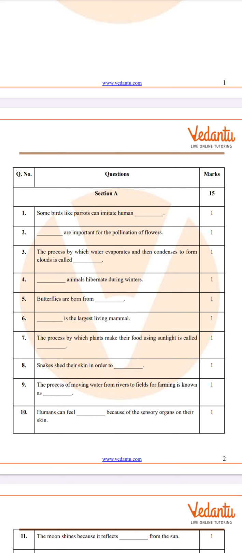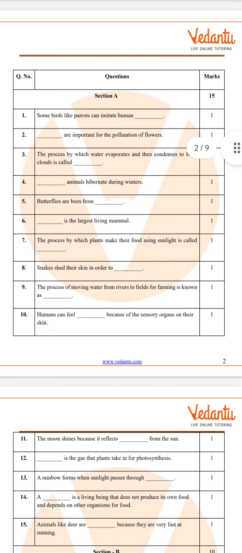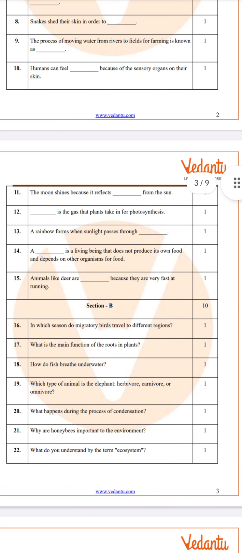The process by which plants make their food using sunlight is called photosynthesis. Snakes shed their skin in order to grow. The process of moving water from rivers to fields for farming is known as irrigation. Humans can feel touch because of the sensory organs on their skin. The moon shines because it reflects light from the sun. Carbon dioxide is a gas that plants take in for photosynthesis. A rainbow forms when sunlight passes through water droplets.